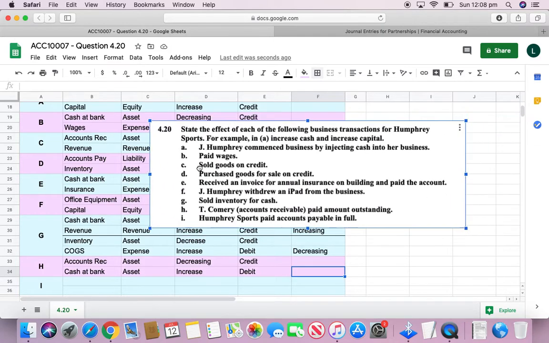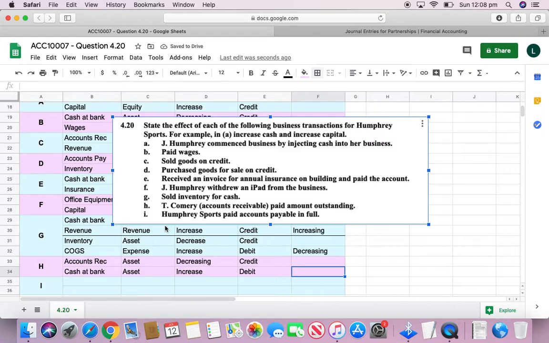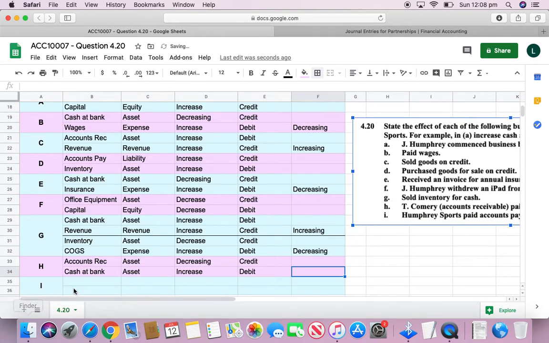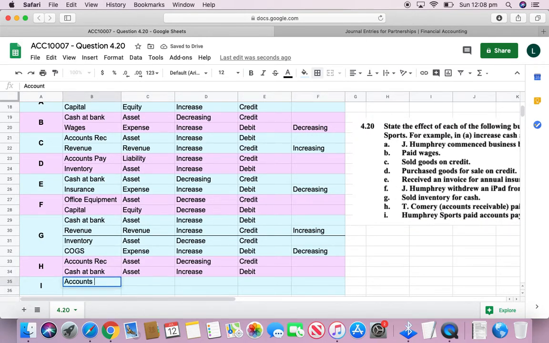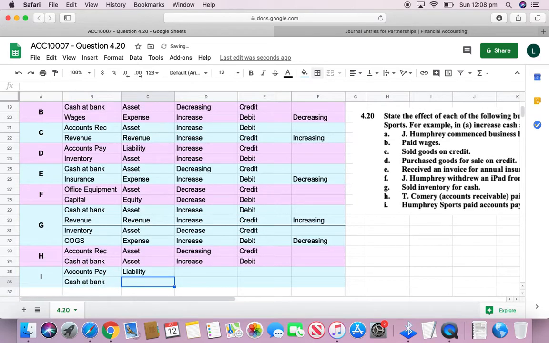Okay, let's look at our last one here. Humphrey Sports paid accounts payable in full. So this is the second transaction to D. We are paying off the accounts payable, very similar to H. So accounts payable, which is a liability. Then our other side, because we're paying money, is cash at bank, which is an asset. Liability is decreasing, which makes it a debit nature. Money going out the door is decreasing the asset, which makes it a credit nature. Okay, do we have any impact to our P&L? No, we don't.